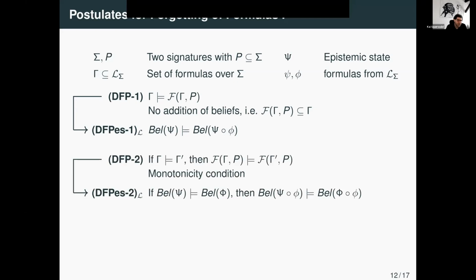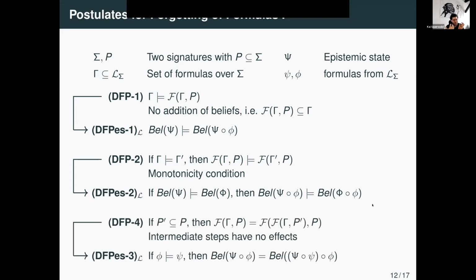The second one by Delgrande is that forgetting behaves in some way monotonic. So when you have a bigger set of formulas and you forget the same atoms, then of course you also get a bigger set of formulas in the end after forgetting. It's a very natural property, and we translated this very straightforwardly in the following way, as you see here. So it's just a replacement in some way.